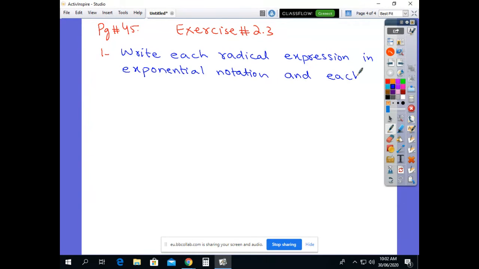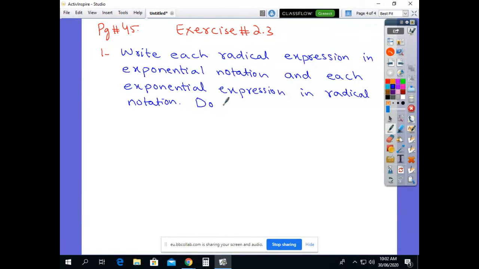and each exponential expression in radical notation. Do not simplify. We have some parts. The first part is cube root of negative 64.